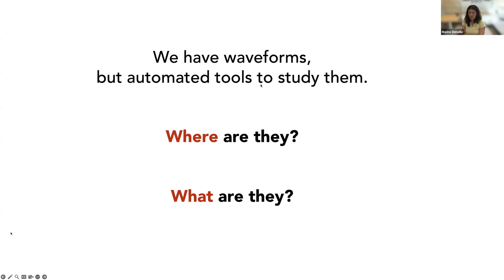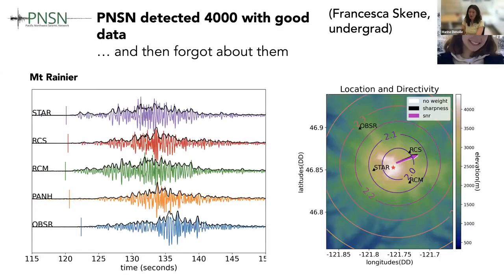So we have waveforms. There's no automatic way to study them, so they're picked by hand. And we're going to try to understand where they are and what they are. If we start with where, I worked with two awesome undergrad students. Francesca is from UW, and we did some basic seismology with her. She started from the ground up, learned Python, and within a year, we got some really neat results. I was very excited. We looked at these weird surface events.